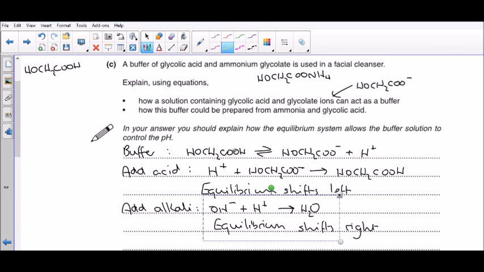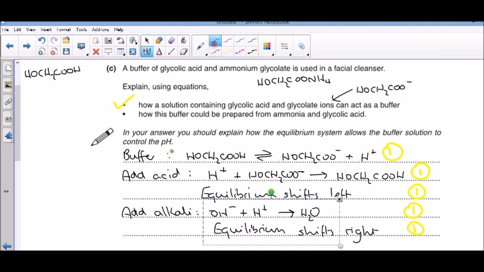So if we look at those marks, we've explained how it acts as a buffer because we've given the buffer equation. We've said what happens when you add acid, and we've said in terms of the equilibrium what happens. We've explained what happens when you add alkali, and we've said what will happen to the equilibrium. So we've done that first bullet point, and then we've got how this buffer could be prepared from ammonia and glycolic acid.